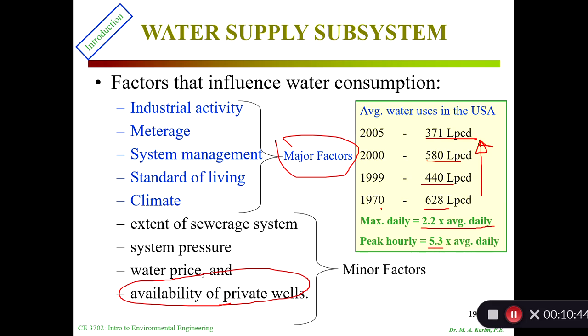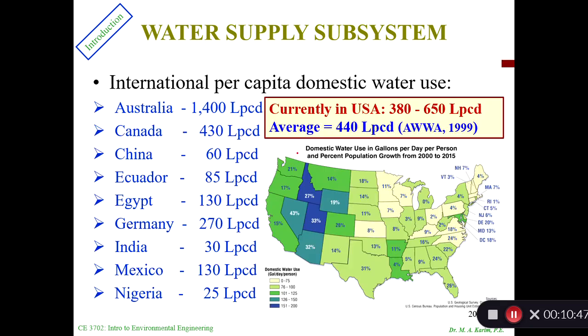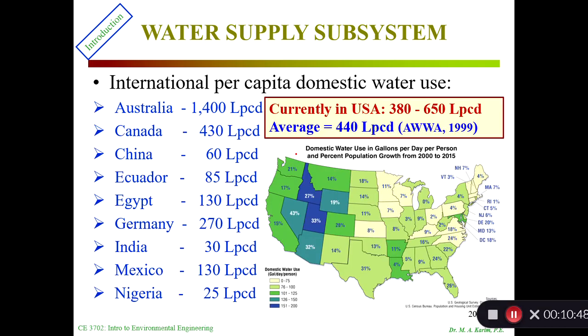So that's how we calculate. You guys see the picture, right? Here are some of the other countries that show some part of it. Australia looks like 1,400 liters per capita per day. One gallon equals 3.785 liters, right? Canada 430, China, and Nigeria is only 25, meaning in the case of an underdeveloped country, they don't have that much requirement anyway. I mean, they cannot afford it.